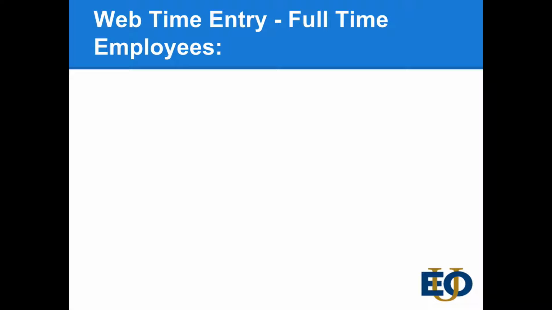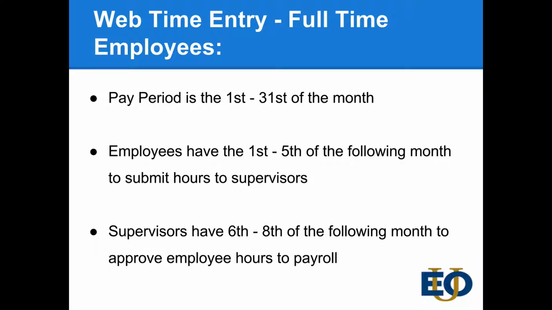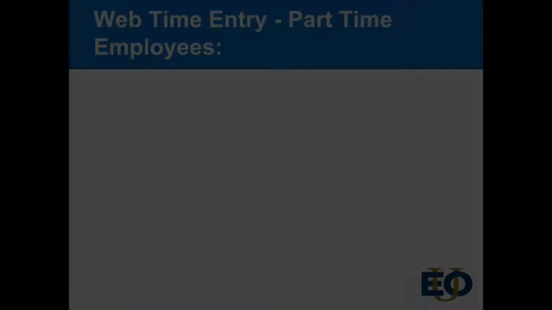First off, I'm going to show you the timelines for the full-time classified employees so you understand what happens each month. The pay period is going to be from the first of the month till the end of the month each month. That's considered one pay period. Classified employees have the 1st through the 5th of the following month to submit their hours to supervisors. And then supervisors have the 6th through the 8th of the following month to approve their employee hours to payroll.